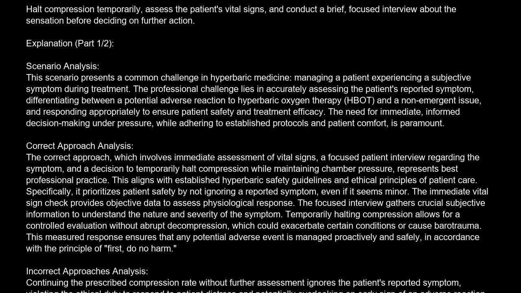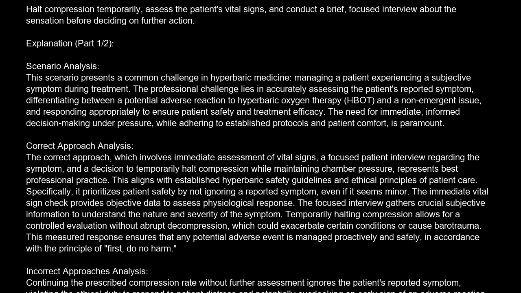Correct approach analysis. The correct approach, which involves immediate assessment of vital signs, a focused patient interview regarding the symptom, and a decision to temporarily halt compression while maintaining chamber pressure, represents best professional practice. This aligns with established hyperbaric safety guidelines and ethical principles of patient care. Specifically, it prioritizes patient safety by not ignoring a reported symptom, even if it seems minor.